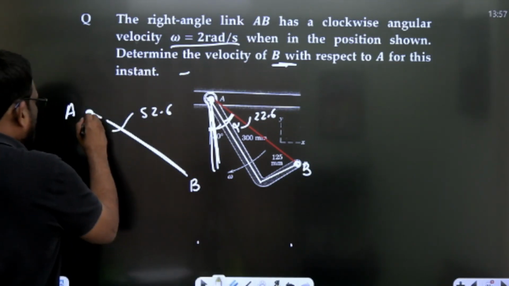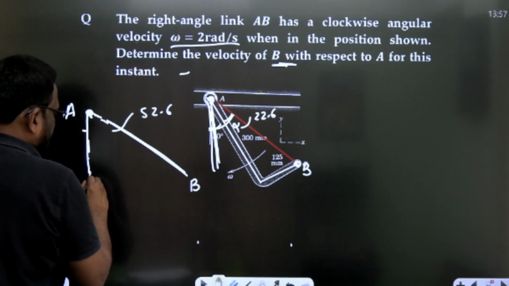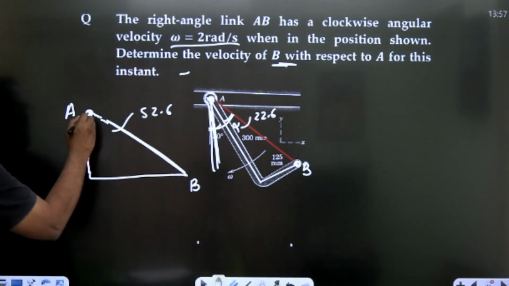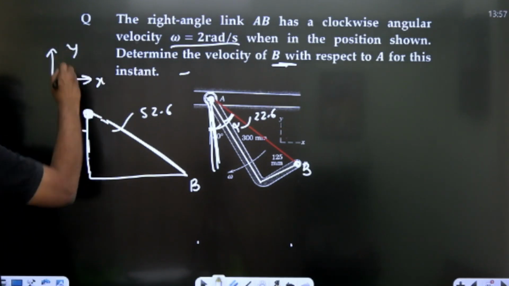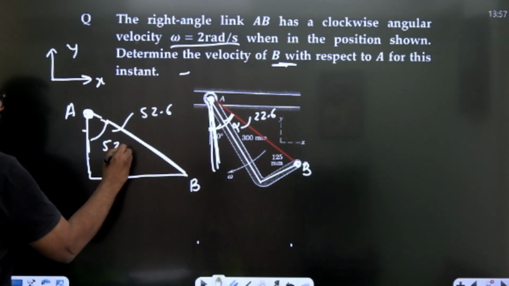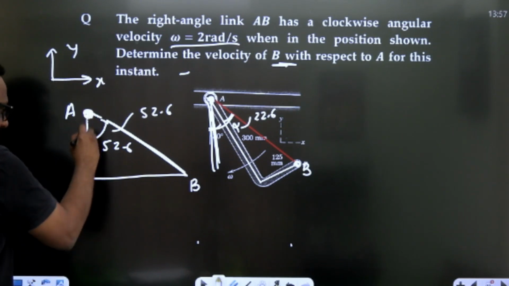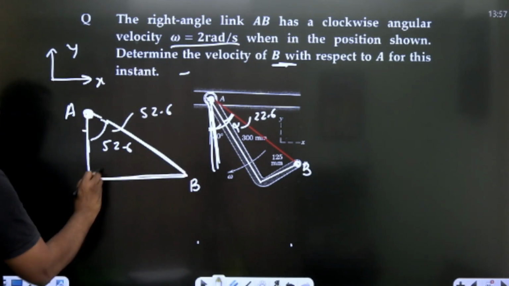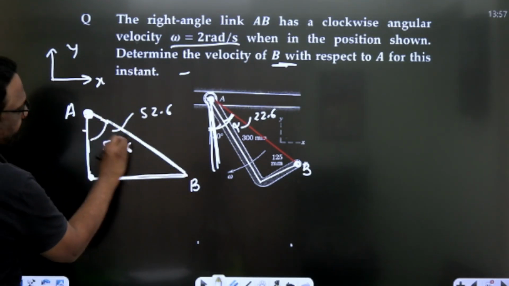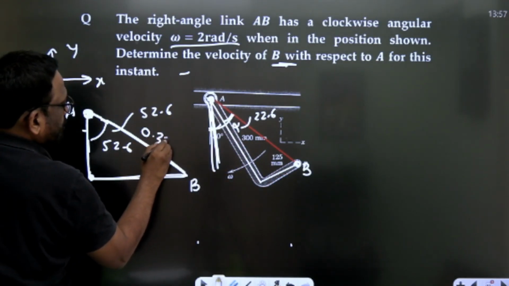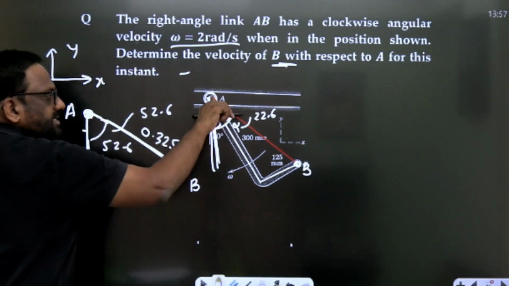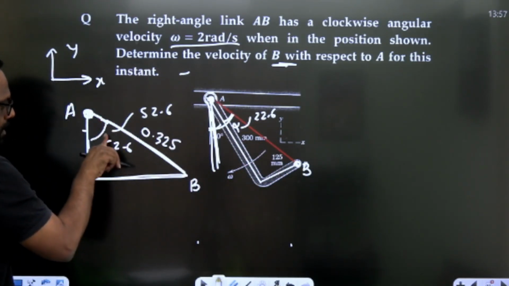हाँ जी सर. I want the position of P with respect to A. This is my coordinate system. ठीक है सर. This angle is 52.6. तो I will get with A, ये X distance आएगा सर. How much is this? ये length is known to me. What is this length, sir? It is 0.325. Of course 325 है, तो this is 0.325 opposite.